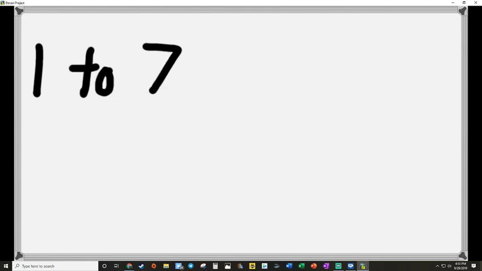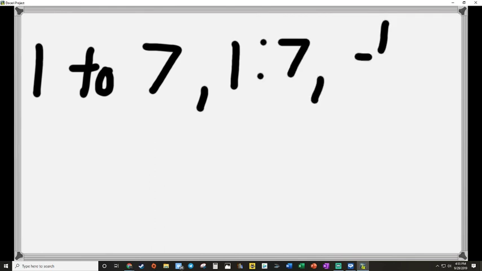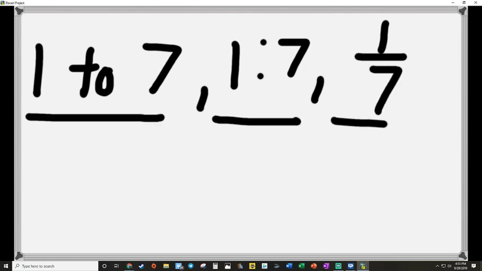Now, when it comes to ratios, they can be written 3 ways, similar to how fractions are. You can write them simply 1 to 7. You can also write 1:7, or you can write it in fraction form, 1/7. So 3 different ways to write a ratio.